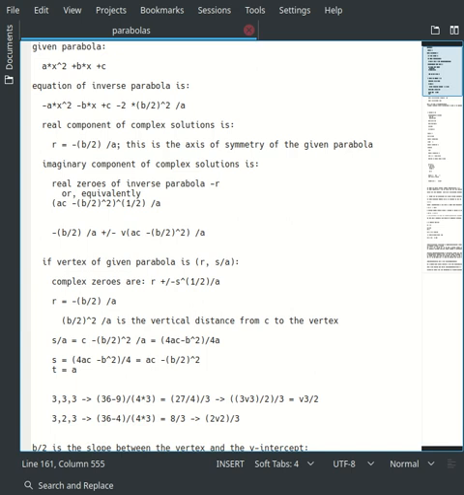Alright, so I wanted to show a sort of simpler form of the quadratic equation, which explains a lot of what's happening, right? So, given a parabola, a times x squared plus b times x plus c, and ideally maybe that all equals 0, whatever.